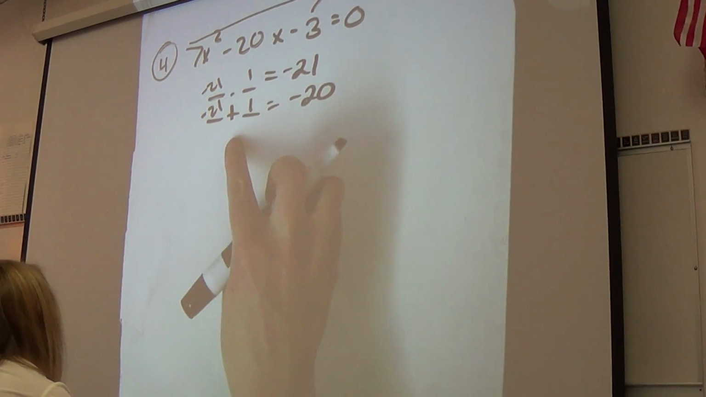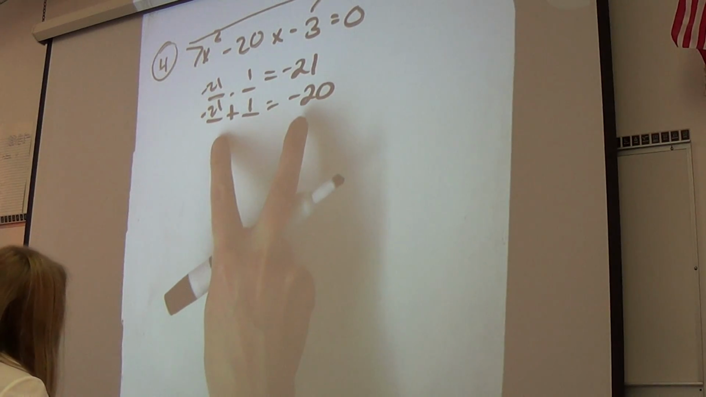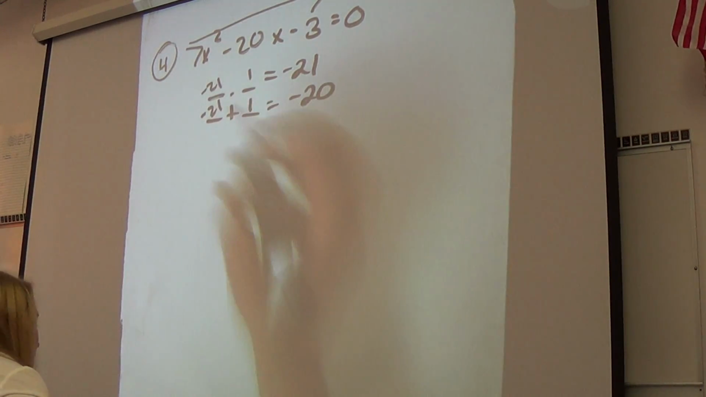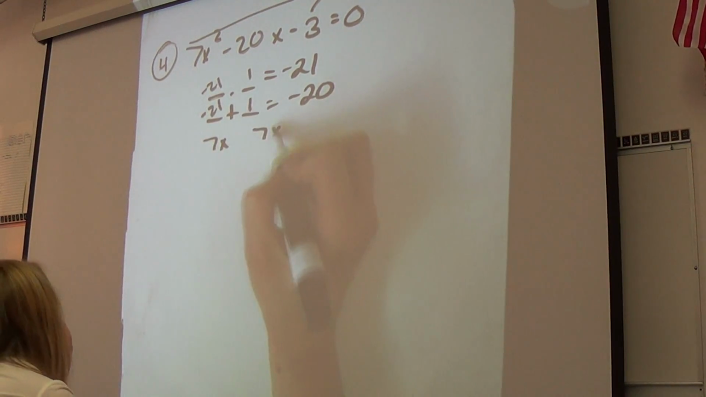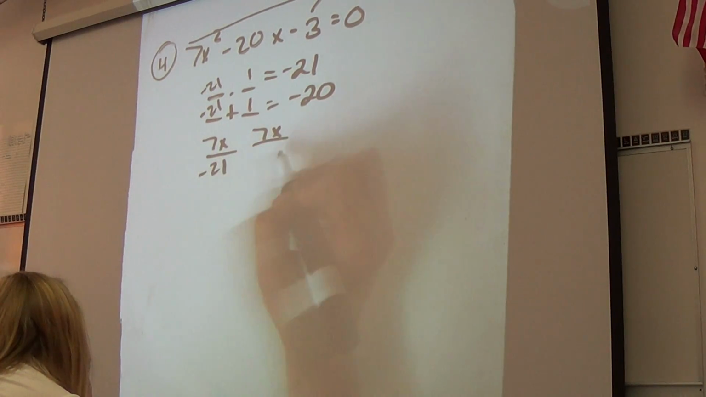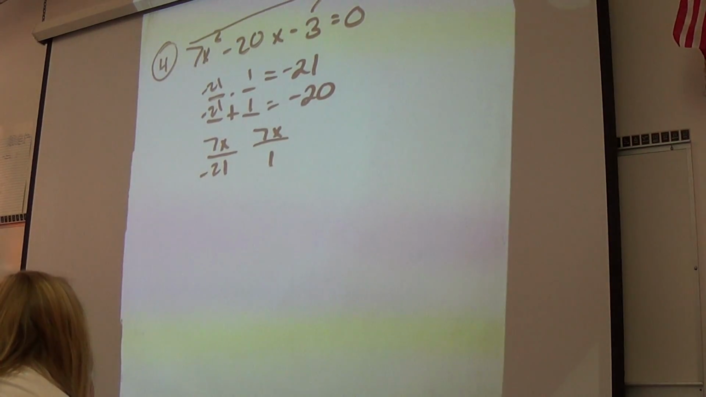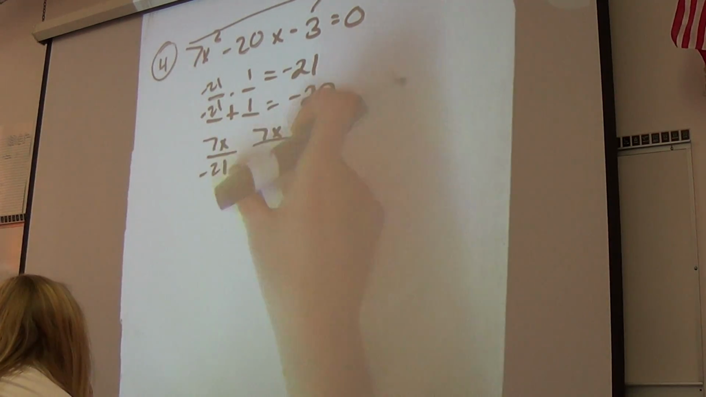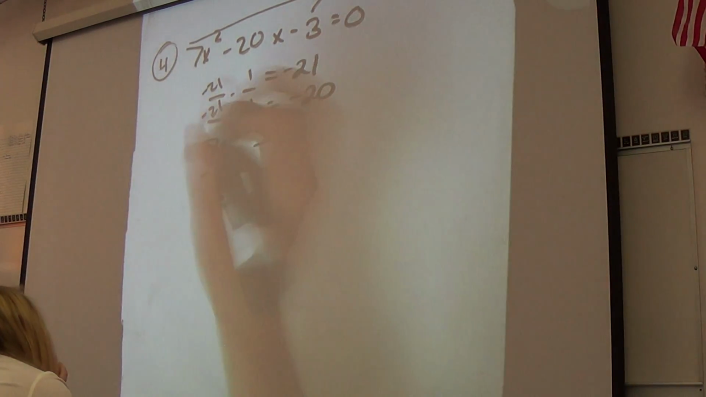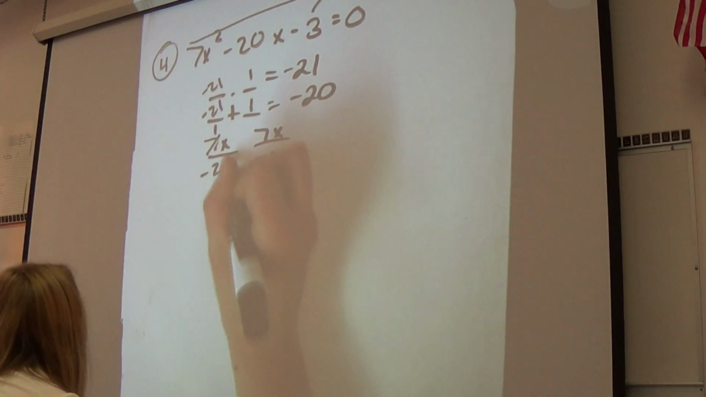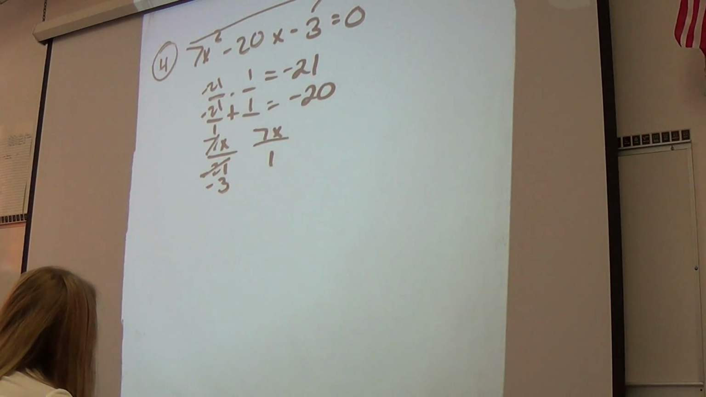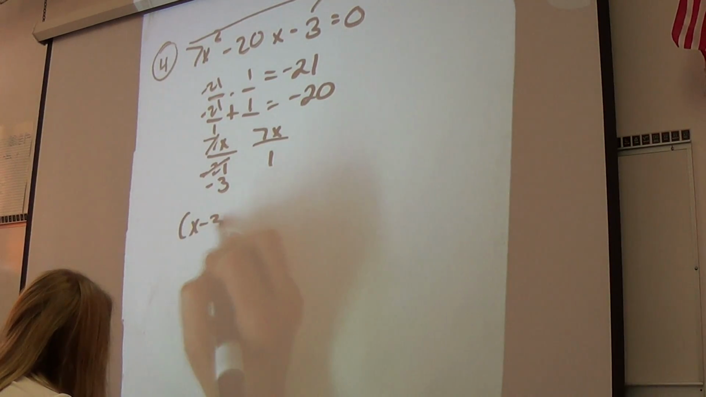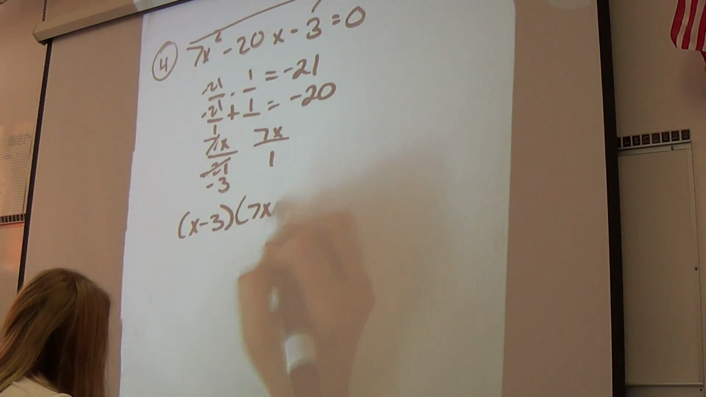Now, a common error. Remember, when you set up the fractions, you need to bring the a down with both fractions. Put the -21 and the +1 underneath. 7 and 1 does not reduce, but 7 and 21 does. Reduce them by 7, and I get 1 and a -3. That gives me x minus 3, 7x plus 1.